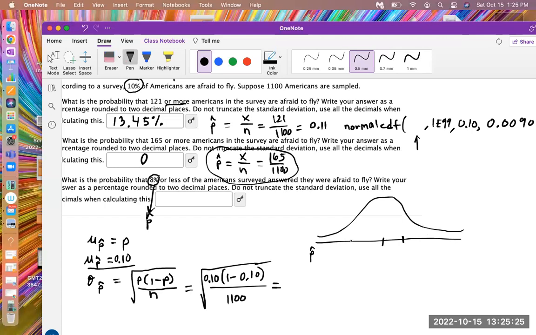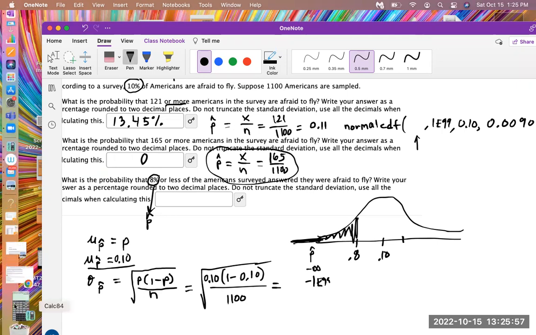We just put this, our 0.10, that was in the middle, and then this is 0.08 over here. So 0.08 or less is over this direction. So our lower bound is going to be negative infinity, or negative 1e99, because when we go far to the left here, you're going out to negative infinity. And we're going to have the same mean and standard deviation that we did a minute ago. So I'm just going to go to my calculator.